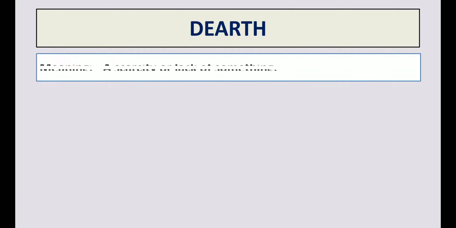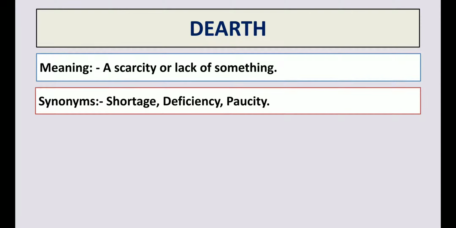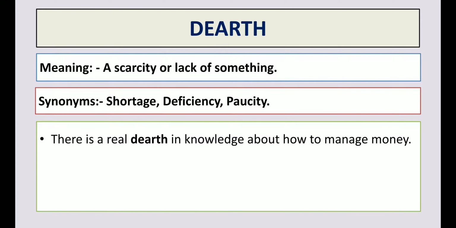Now the next common word is dearth. The meaning of dearth is a scarcity or lack of something. The synonyms can be shortage, deficiency, paucity. The example of dearth is: there is a real dearth in knowledge about how to manage money.